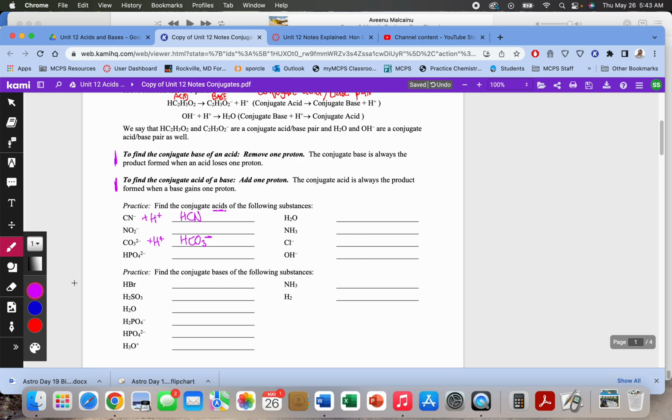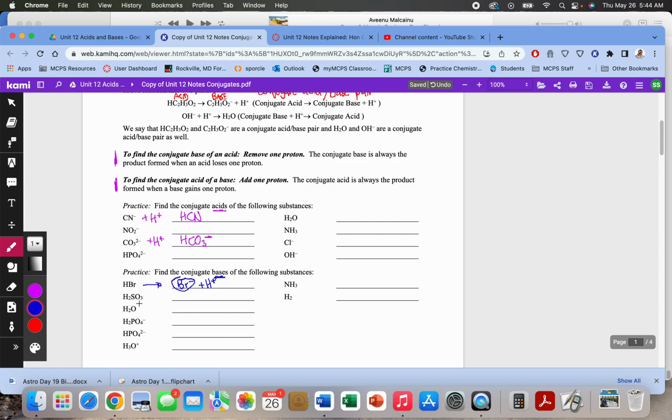Now if I wanted to go the other direction, if I wanted to find a conjugate base, then I would simply take away an H plus. So one way of doing it is to simply draw an arrow over here and say that it creates Br minus plus the H plus they gave away. So our conjugate base is Br minus, right?